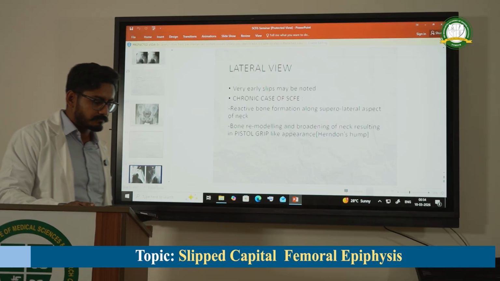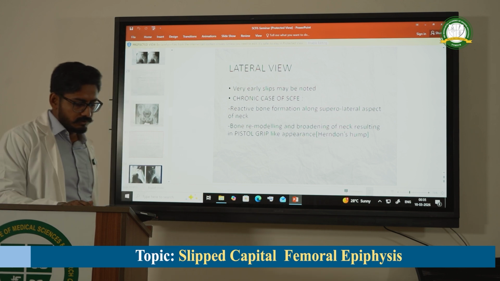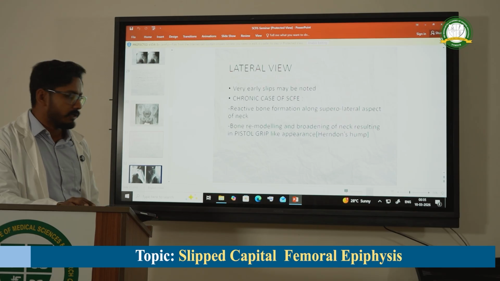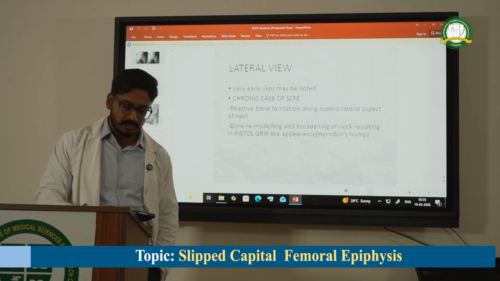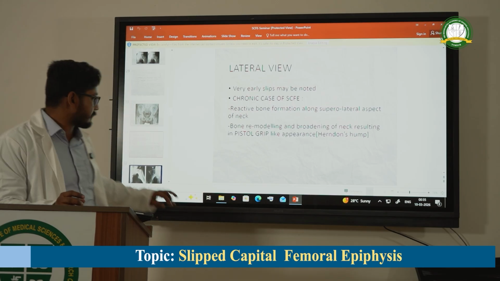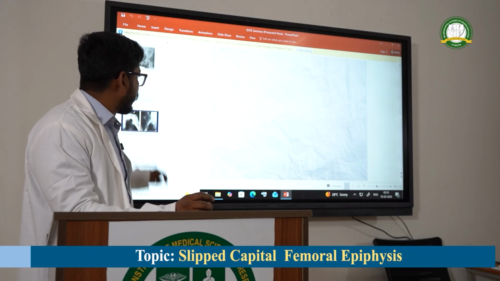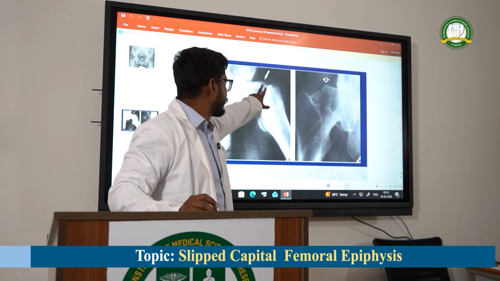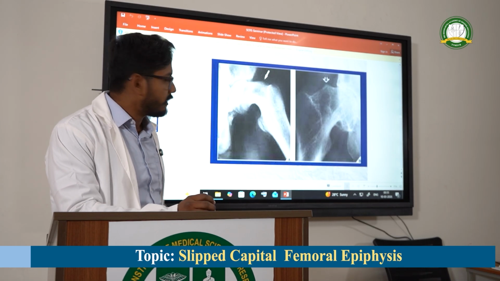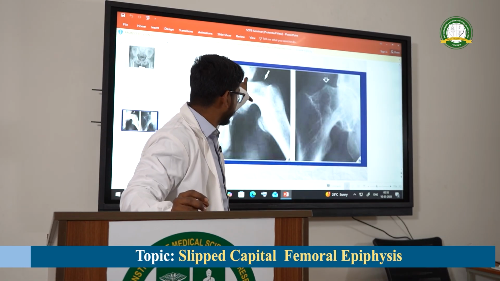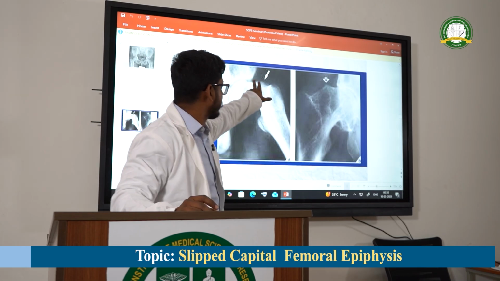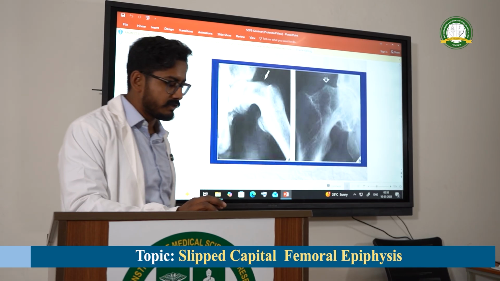Coming to the lateral view. In the lateral view, we can notice the early slip. In chronic cases, there will be reactive bone formation along the superior lateral aspect of the neck. As you can see in this image, there is reactive bone formation on the superior and lateral part of the neck. And it almost forms a pistol grip shape of deformity. The hump is also known as Herndon's hump.